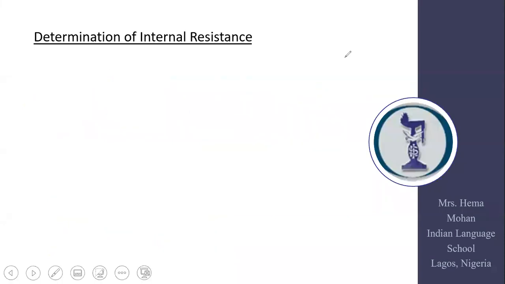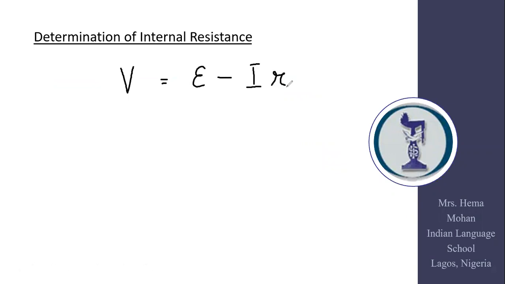Now, if I'm going to use this expression of V is equal to E minus Ir, and try to derive an expression for the internal resistance of the cell, how am I going to get it? So I have my Ir to be equal to E minus V, and I'm going to write my V as IR. Is that clear? So what am I going to do?